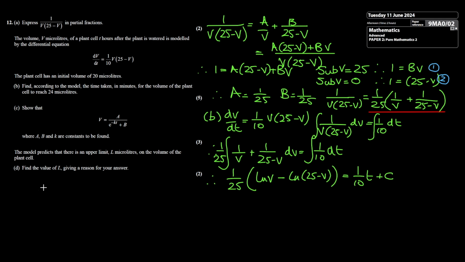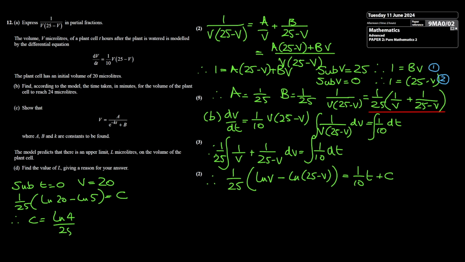So we now need to find c. And to do that, we can use the initial condition, which is here, that at time t equals 0, V equals 20. So we sub those values in. So therefore 1 over 25, this is ln 20 minus ln 5 equals, this term disappears, and this equals c. So therefore c is equal to, we can push these together into ln 20 divided by 5, so this is ln 4 divided by 25.